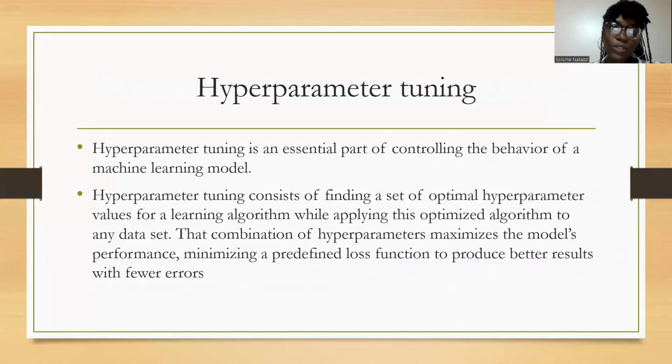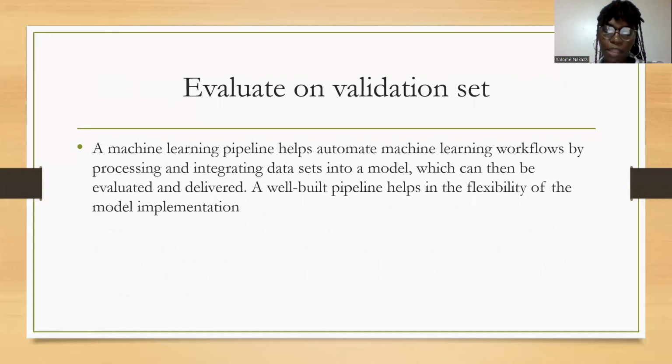Hyperparameter tuning. Hyperparameter tuning is an essential part of controlling the behavior of a machine learning model. Hyperparameter tuning consists of finding a set of optimal hyperparameter values for a learning algorithm while applying this optimized algorithm to any dataset. That combination of hyperparameters maximizes the model's performance, minimizing a predefined loss function to produce better results with fewer errors. And then evaluating on the validation set.